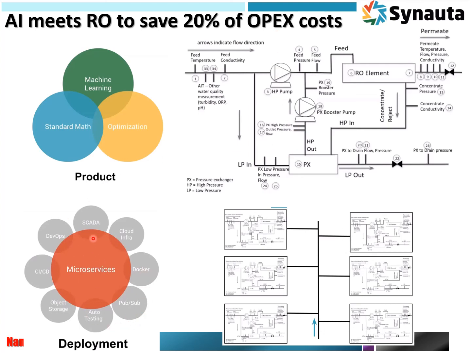Then based on that, they utilize microservices: SCADA system, cloud, infrastructure, Docker, auto testing method. Also, they have a main high pressure pump, and then they make their own train a bigger size, and then they can save the 20%. So AI meets RO to save the overall OPEX cost.